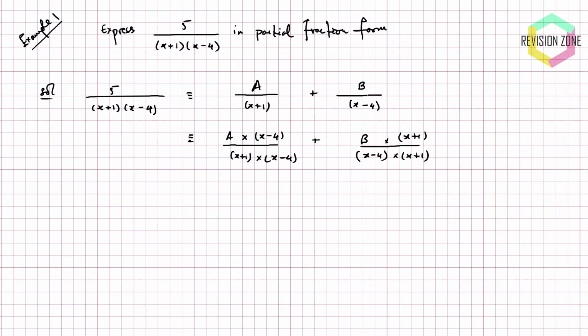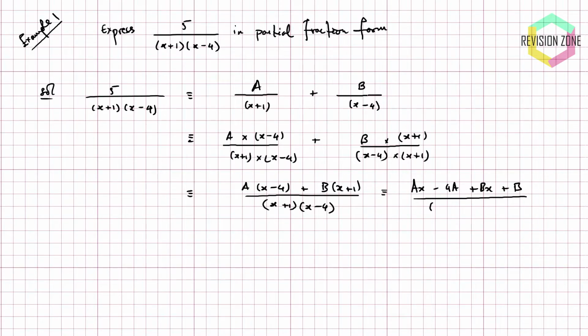Since the denominators are now common, I can combine the numerators. So I can say a(x minus 4) plus b(x plus 1), the whole thing over (x plus 1)(x minus 4). Okay, and at this stage we can simplify this further by expanding out the numerator. So I get ax minus 4a plus bx plus b.